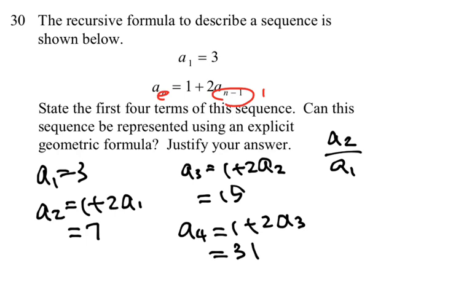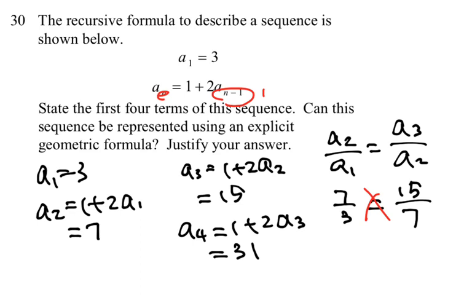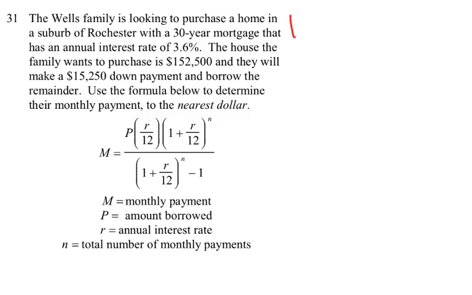Now we want to justify this one. We realize that we want to find out the ratio of a sub 2 over a sub 1 has to be equal to a sub 3 over a sub 2 in order for that to be a geometric sequence. So the second term over the first term is 7 over 3, and then the third term over the second term is 15 over 7, and you can see that they're not equal to each other. So therefore, that becomes our final answer. Let's look at the next question, number 31.